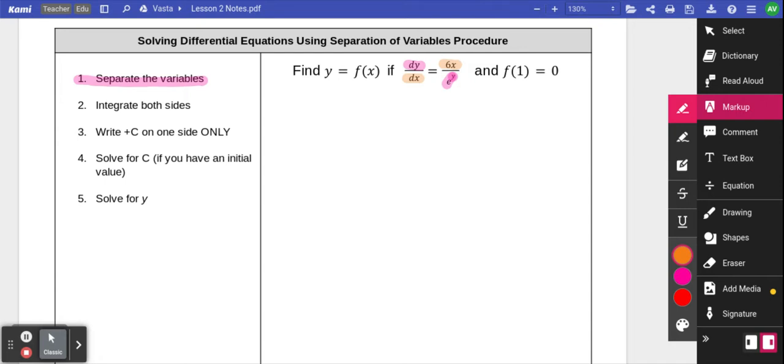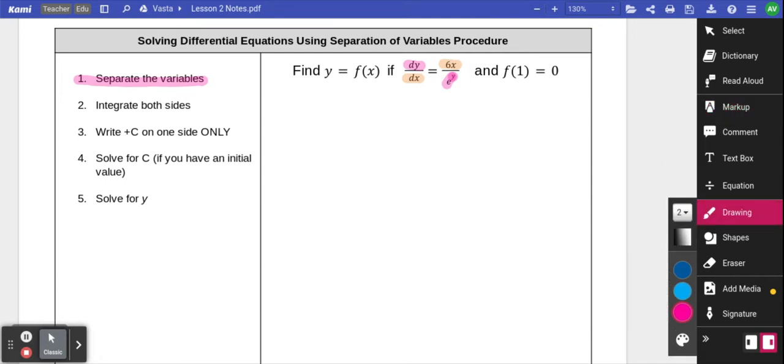So in order to get that to happen, I'm going to start by multiplying by e to the y on both sides and multiplying by dx on both sides at the same time. So step number 1 is you want the y on the left and you want the x on the right. And to do that, I'm just going to multiply.